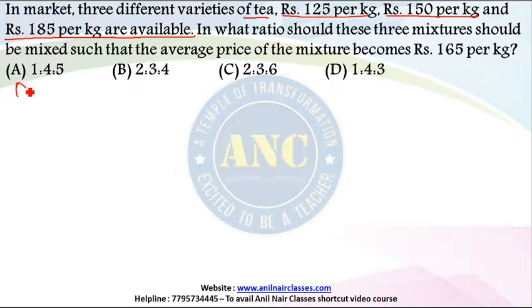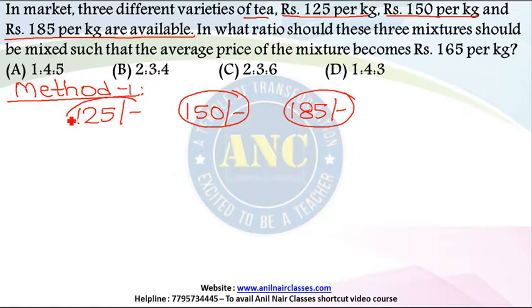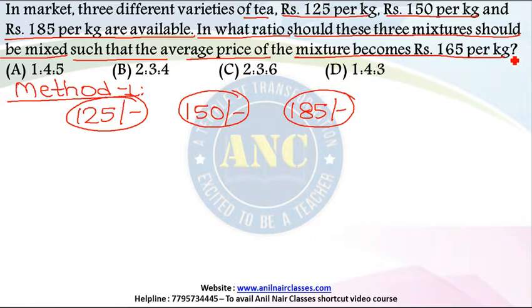Let me solve by using method 1 initially. Method 1 says there are 3 varieties of tea, 125 rupees per kg, 150 rupees per kg and 185 rupees per kg, available in the market. Next, in what ratio should these 3 varieties be mixed such that the average price of the mixture becomes 165 rupees per kg?